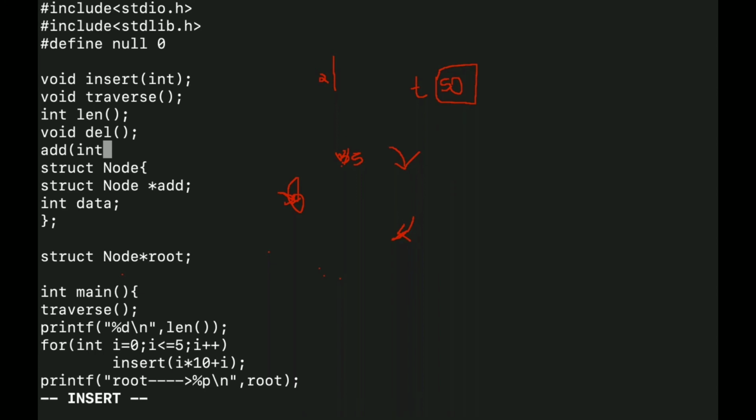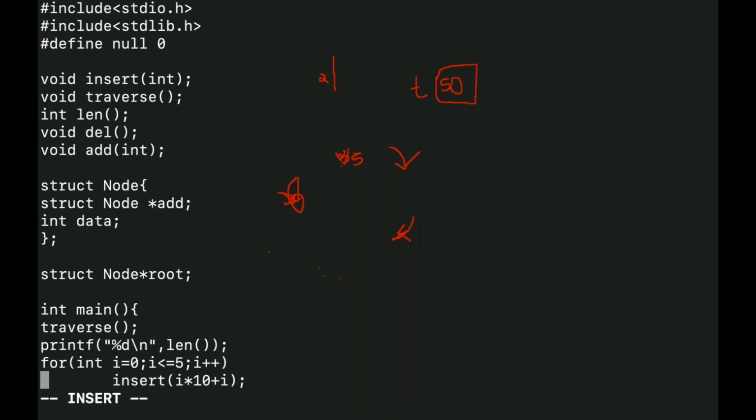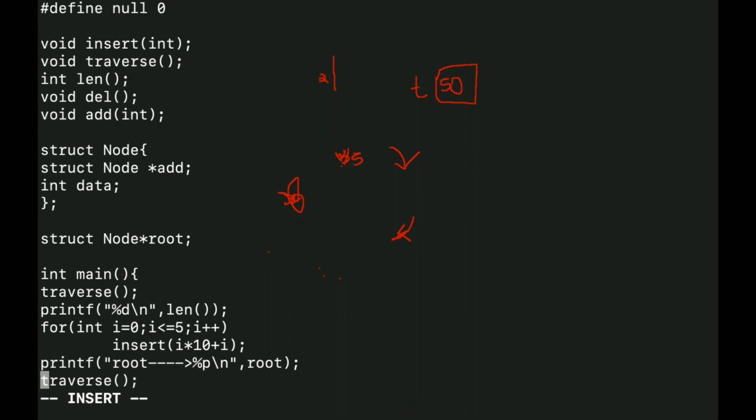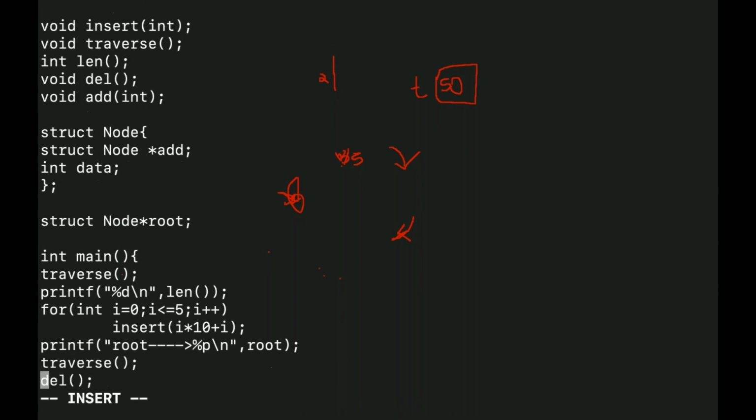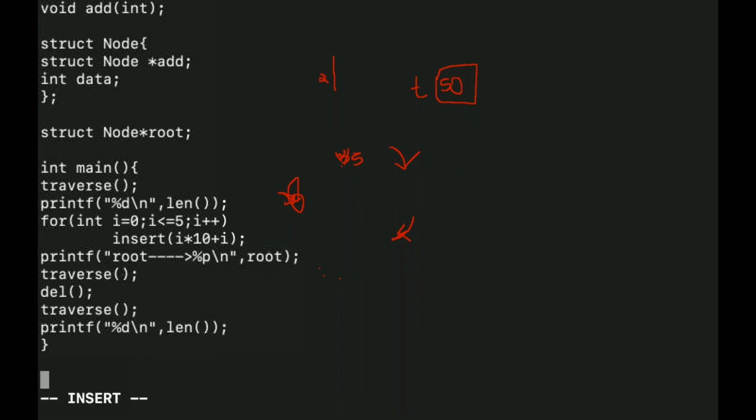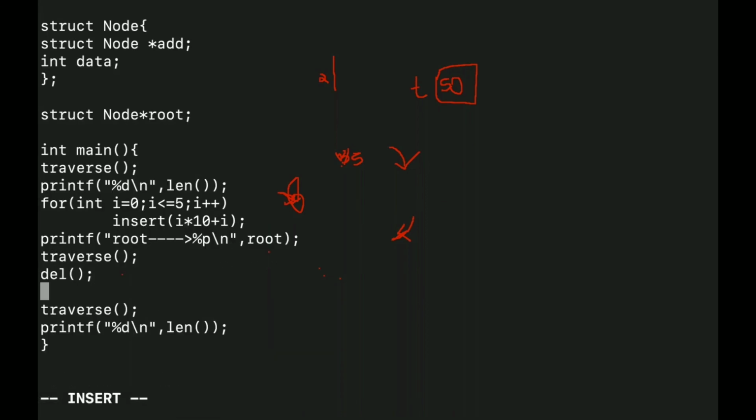The method name is add, and I want to pass one integer variable for the data. What is the return type of this? It is void. So this is the method we have developed. I'll come here to the main function, and before traversing it, after the delete, I'll call add.